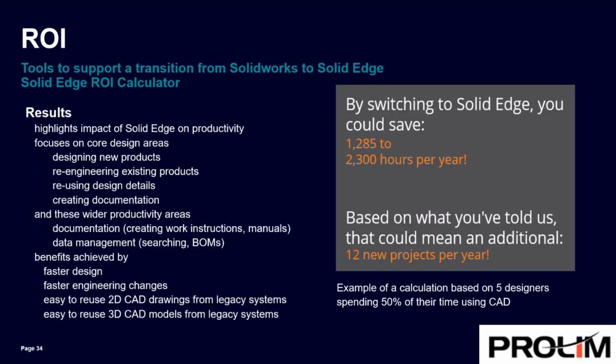And then some of the results. So we would be able to see the highlighting impacts of Solid Edge on productivity. So again, in core design areas, we can see the increase in new production time or design time. Wider productivity areas include creating work instructions, manuals, bill of materials, things of that nature. And then basically the benefits achieved by faster design, faster engineering changes, and easy to reuse 2D and 3D CAD data.